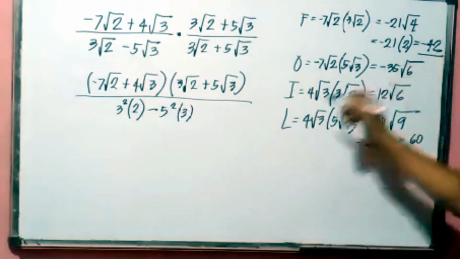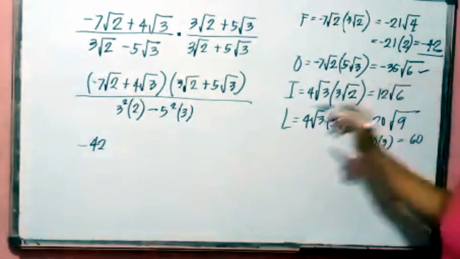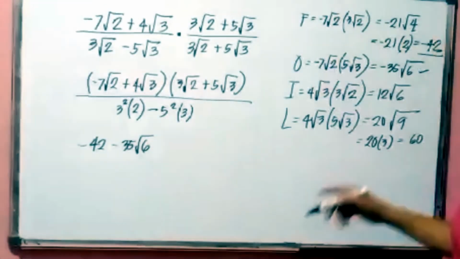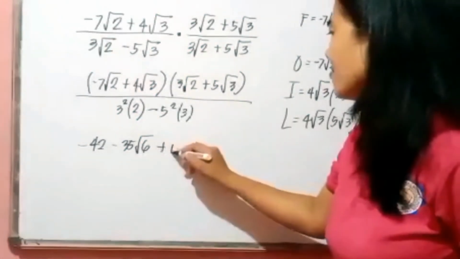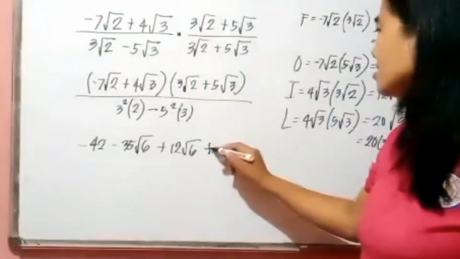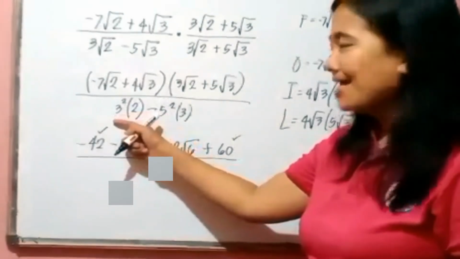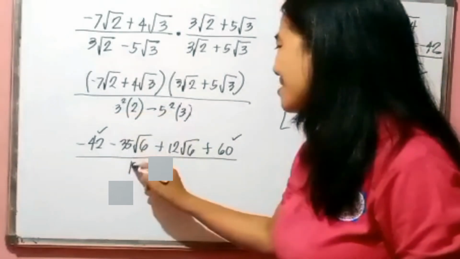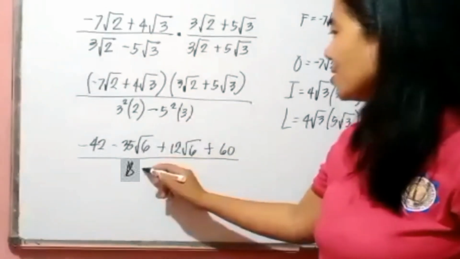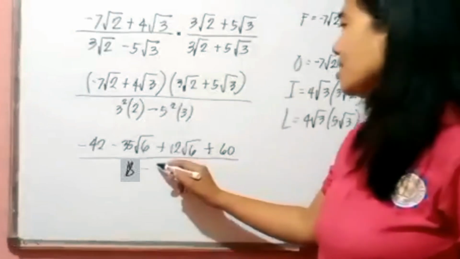Una, meron tayong negative 42. Then, meron tayong negative 35 square root of 6. Tapos, meron tayong positive 12 square root of 6. And the last one is 60. Yan. 3 squared is 9 times 2, 18 lang naman. Tapos, dito naman, 5 squared is 25. 25 times 3, that's 75.